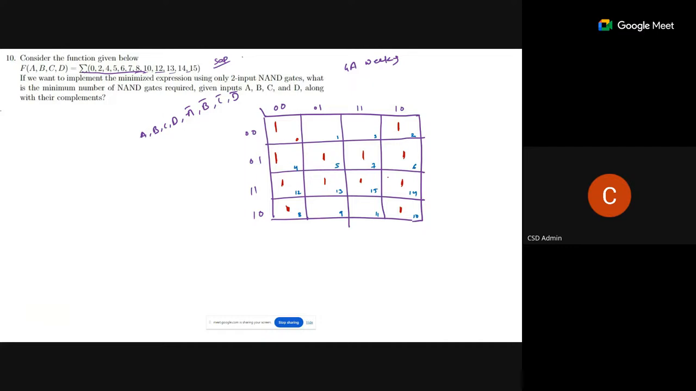You can see that this is SOP, right? Now you can also solve using POS. All the blanks will be 0, yes. So you can solve using POS also. If you take the POS, one group will be formed, right? If you roll the paper, one group will be formed.